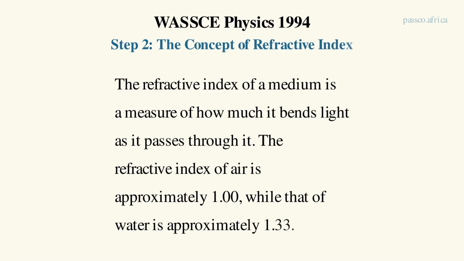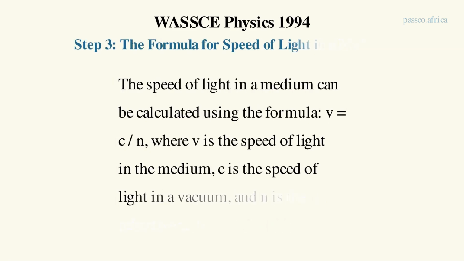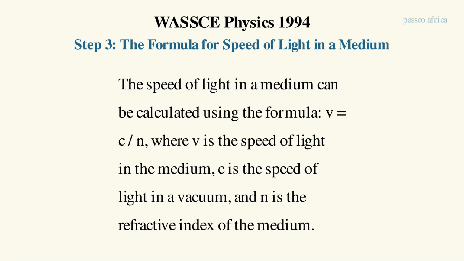Step 2. The concept of refractive index. The refractive index of a medium is a measure of how much it bends light as it passes through it. The refractive index of air is approximately 1.00, while that of water is approximately 1.33. Step 3. The formula for speed of light in a medium. The speed of light in a medium can be calculated using the formula v equals c/n, where v is the speed of light in the medium, c is the speed of light in a vacuum, and n is the refractive index of the medium.